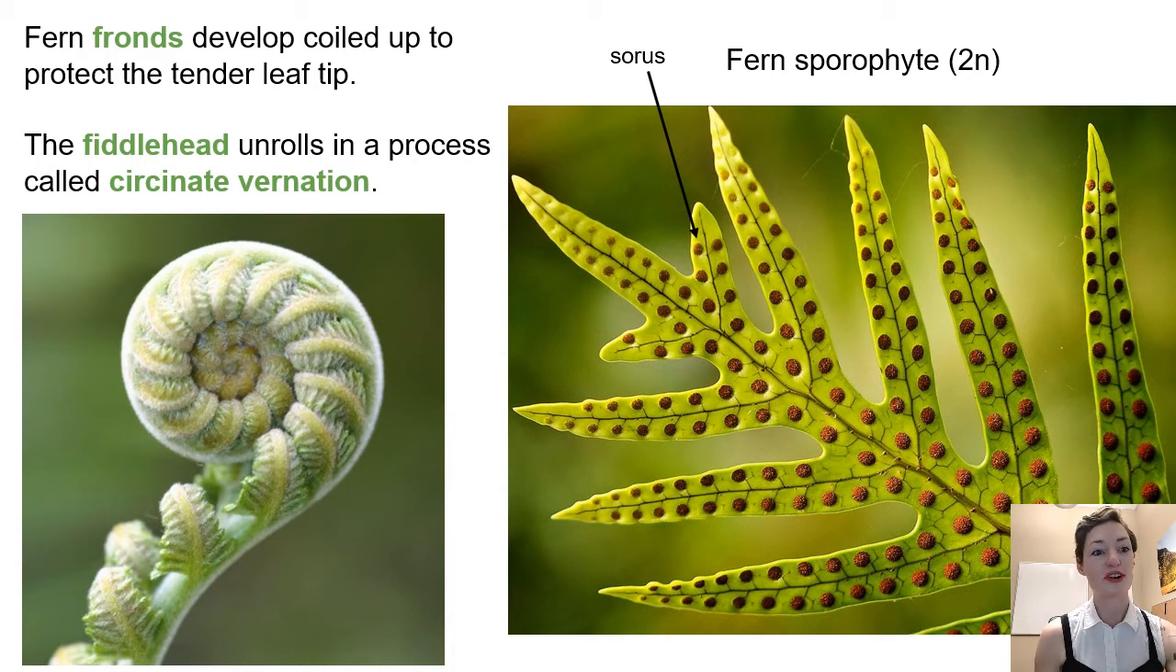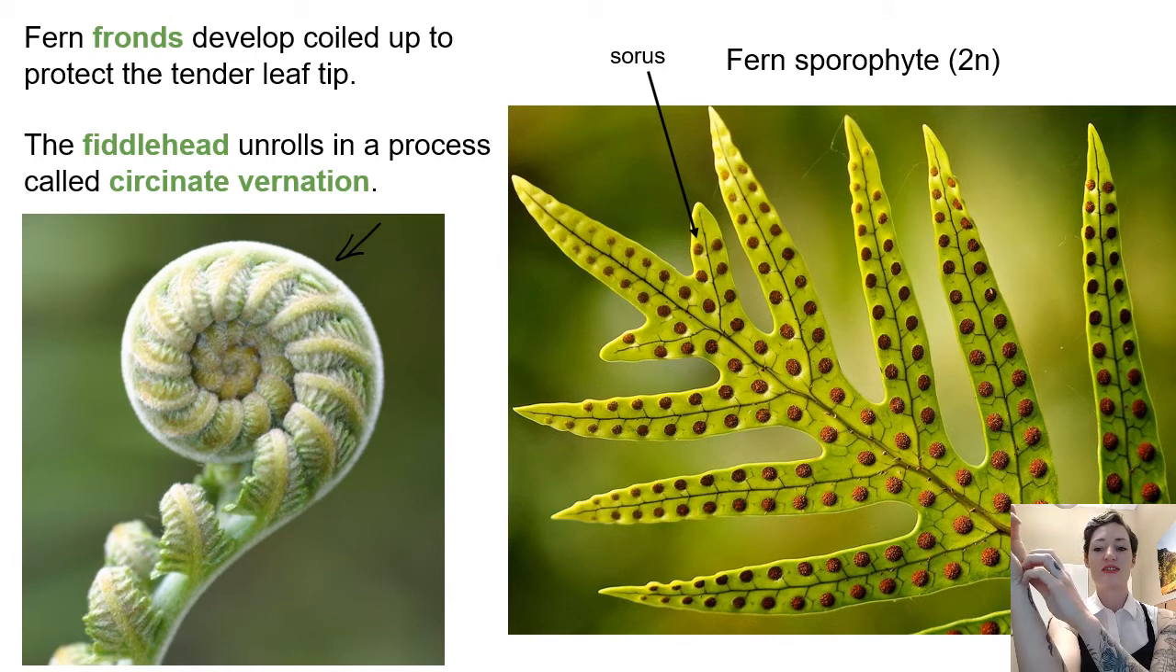So if we look at our fern fronds, these develop in an interesting way. They start out curled up in a structure called a fiddlehead, so you can see that here, and they form their leaves starting from the bottom. Those leaves get formed first, and as this fiddlehead unrolls, this whole process together, the development of the leaves from the base upward, is called circinate vernation.